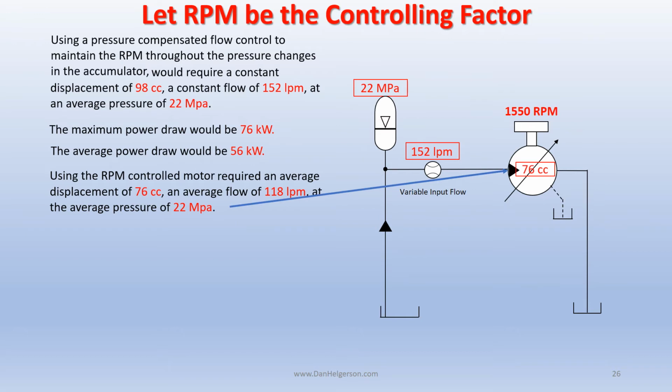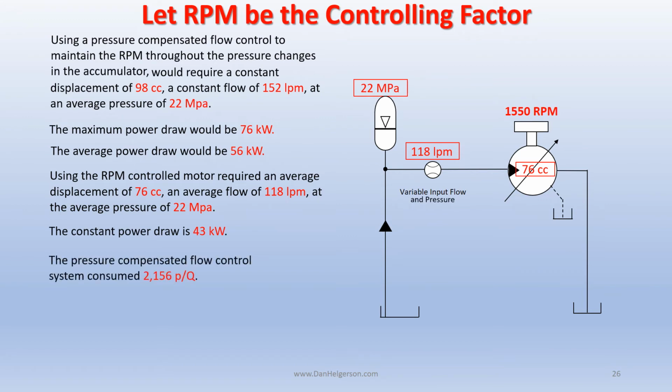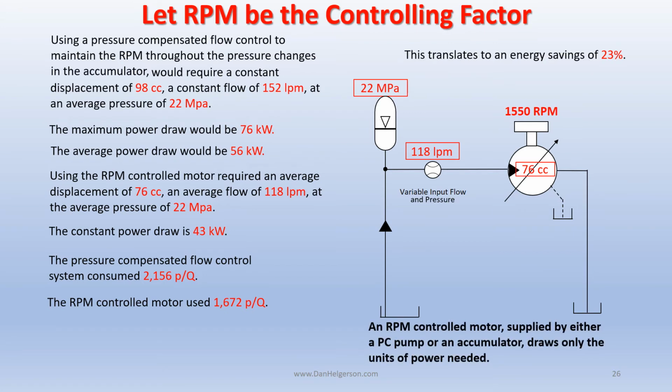required an average displacement of 76 cc's, an average flow of 118 liters per minute, at the average pressure of 22 megapascals. The constant power draw is 43 kilowatts. The pressure compensated flow control consumed 2,156 power units. The RPM controlled motor used 1,672 units of power. This translates to an energy savings of 23%. An RPM controlled motor supplied by either a PC pump or an accumulator draws only the units of power needed.